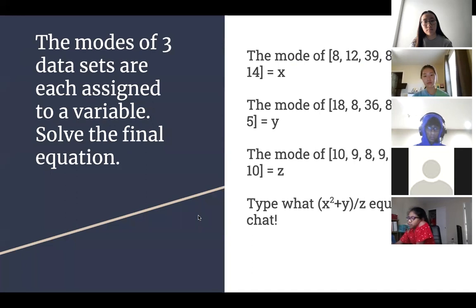So now on to an example. The modes of the 3 data sets are assigned to a variable. Solve the final equation. So just find the mode of each of the data sets and then type what x squared plus y divided by z is going to be in the chat.